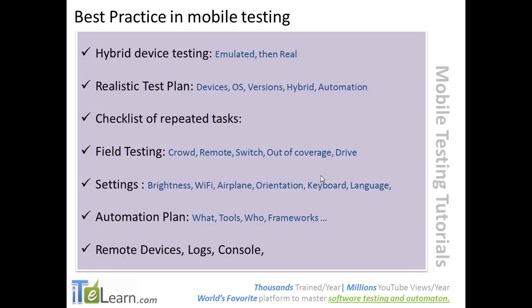Field testing, like I said earlier, how do you go about testing your device in different circumstances? And then how about different settings? What if I switch on the airplane mode? Or what if I change the orientation of the device? Or if I use a keyboard or a different language altogether? So all of these things have a big impact on what you test. So creating a best practice and putting these things in your checklist becomes very important.